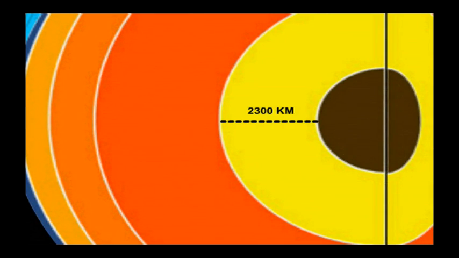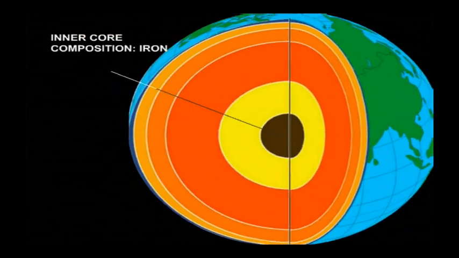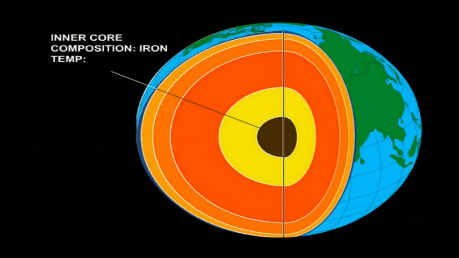The outer core is 2,300 kilometers thick. It is in liquid form. The outer core is believed to primarily contain iron-nickel alloy with about 10% sulfur. The inner core is almost entirely composed of iron. Temperatures here are around 4,300 degrees centigrade. Despite the high temperatures, the inner core is believed to be solid.